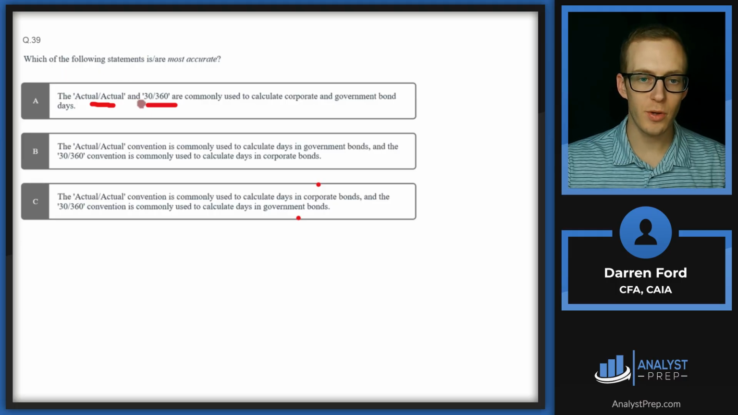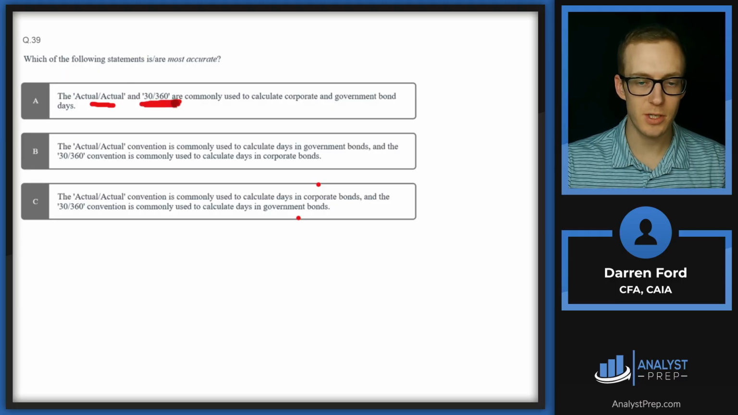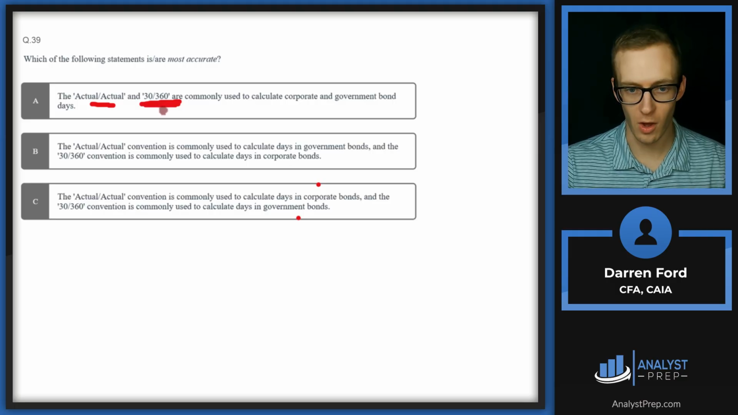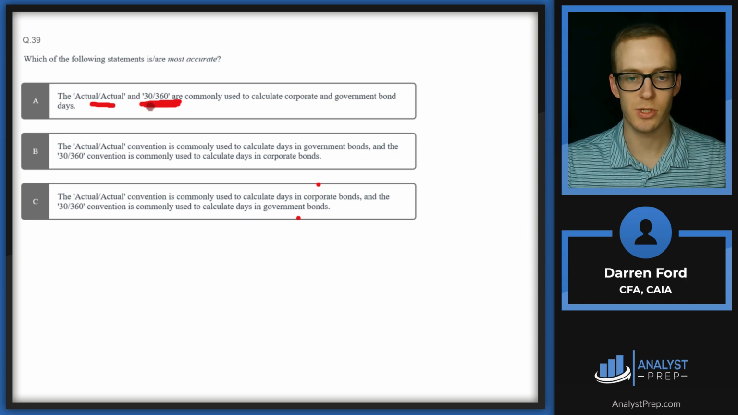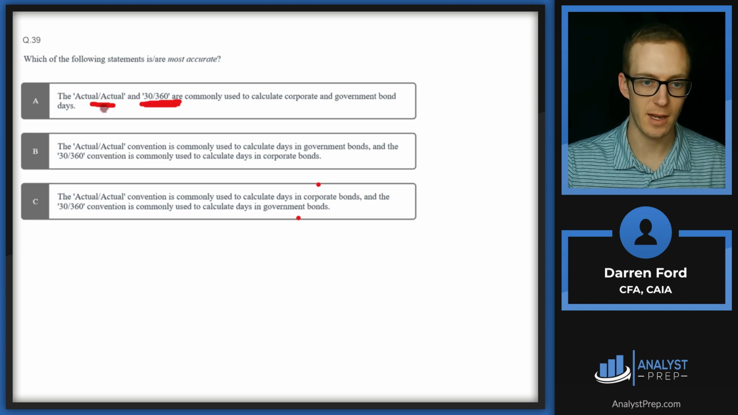So 30/360, what this is referring to is it's kind of simplifying things. With the accrued interest, it's just going to be calculated on a 30-day basis and for 360 days in the year, meaning 12 months, and we're just assuming they all have 30 days. So if it was 6 months, you wouldn't need to know the exact number of days. You would just say 6 months is 180 days.